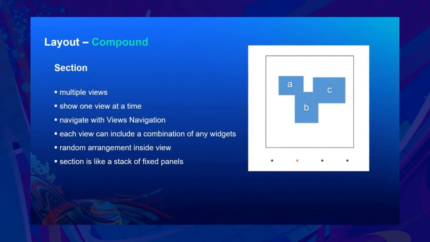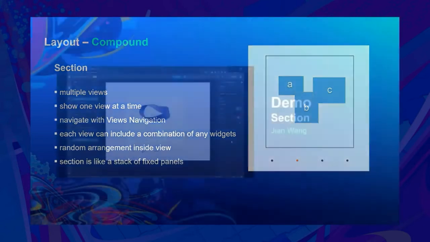Next, I'd like to introduce Section. A section is a container that provides multiple views. It is like a stack of papers. You can show only one view at a time, but you can navigate different views with a view navigator. Each view can include a combination of any widgets. You can arrange elements randomly inside a section view. You can understand a section as a stack of fixed panels. Now let's see how it works.